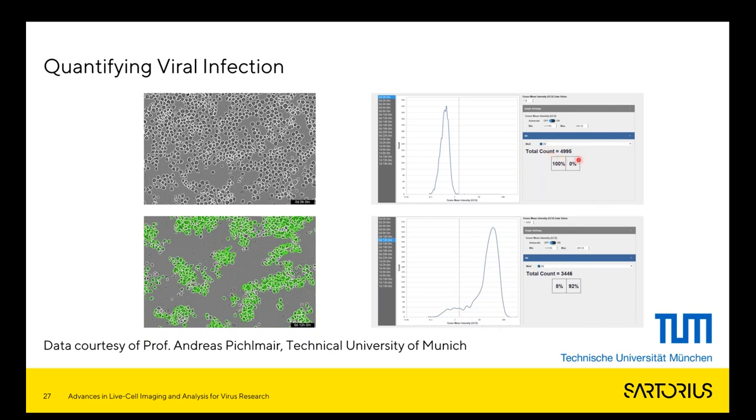So with cell by cell, we can not only obtain the total counts of our cells, but we can also look at the distribution of the two subpopulations, which also gives us very valuable insight into the dynamics of viral infection.